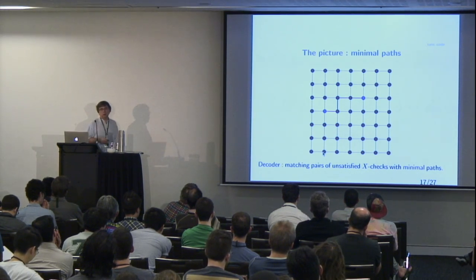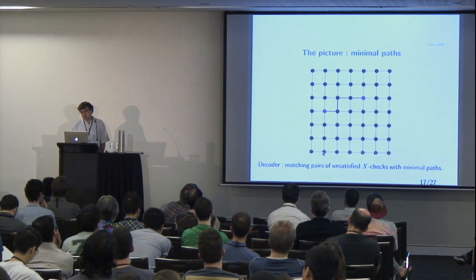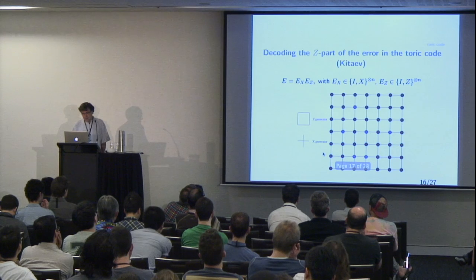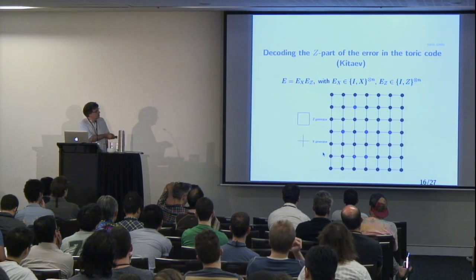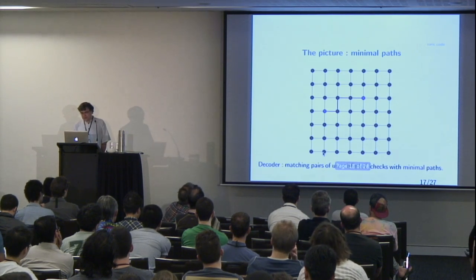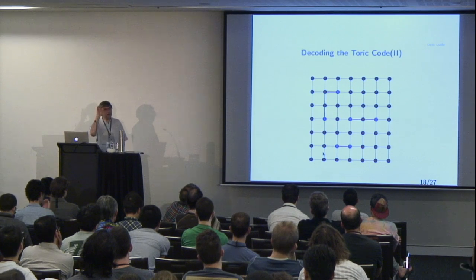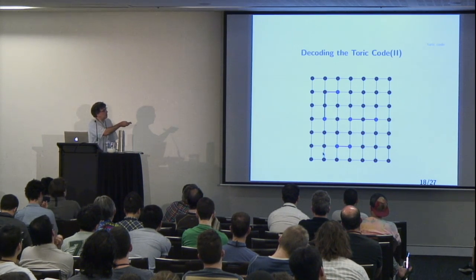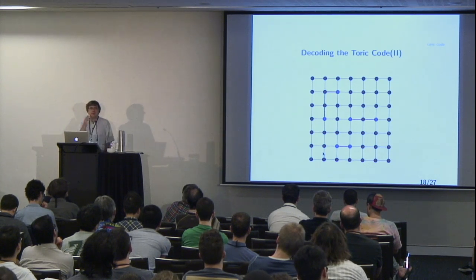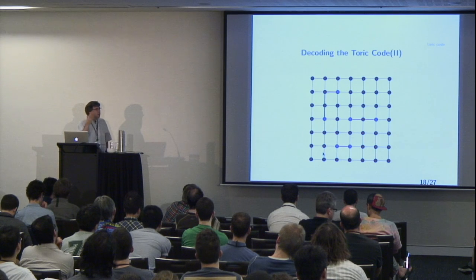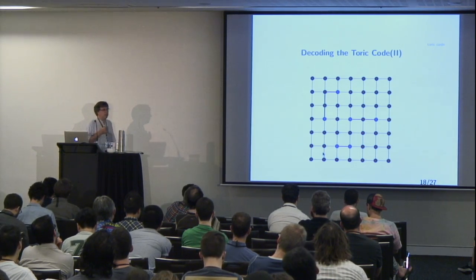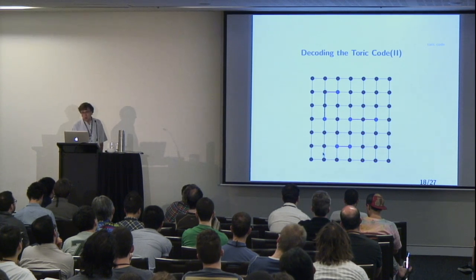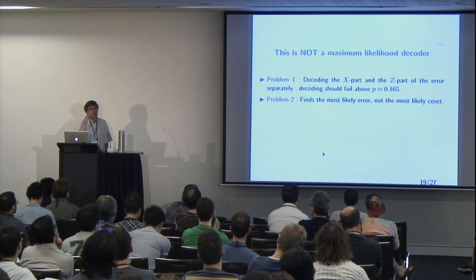And now you might say, well, if I have something like this, this is not so complicated to decode, because if I have a picture like this, with the X generators which are not satisfied in blue, what I will try to do is find a configuration of paths which link them 2 by 2, and the sum of the lengths of the paths is minimal. And this is basically a minimum weight matching problem. So this can be done in polynomial time. And so we can decode the toric code in this non-local way just by doing this. And you can decode the Z part.